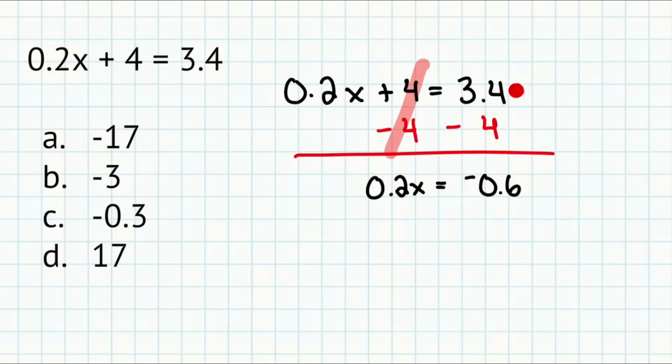Remember, subtraction, we're just taking the difference. What's the difference between 3.4 and 4? It'll be 0.6, but the problem is it'll be negative because, again, you're taking away more than what you have. So the last step here will be to divide both sides by that 0.2.